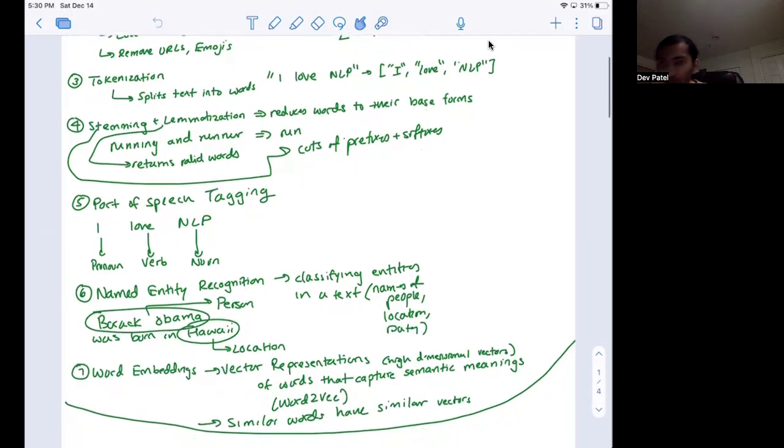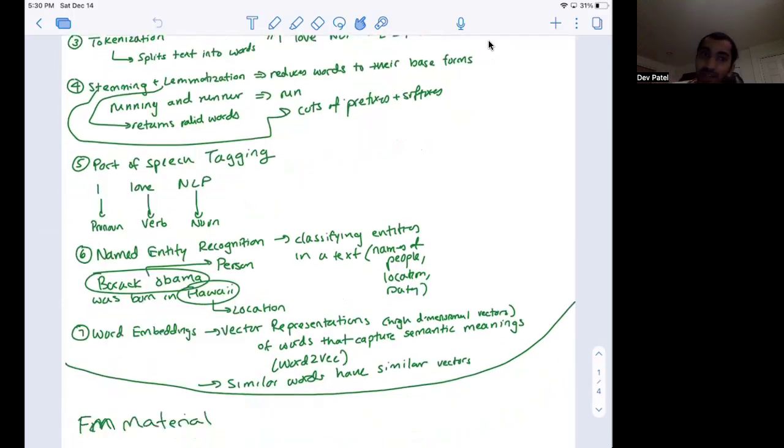Next, we have part of speech tagging, which is identifying what part of speech each of the words is. So when we tokenized our "I love NLP" sentence into I, love, and NLP, we associate each word with its part of speech, so pronoun, verb, or noun.